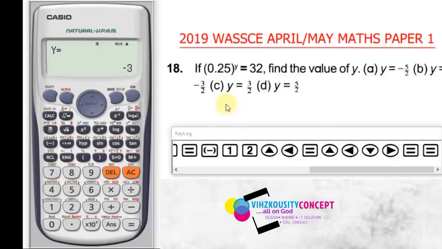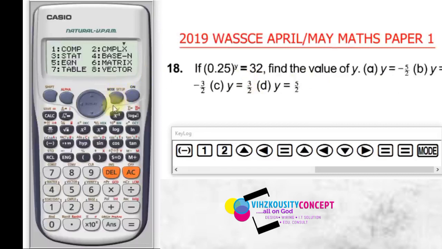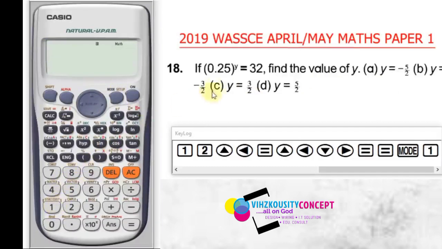Here in question number 18, we are told that if 0.25 raised to power y is equal to 32, we are to find the value of y. But in our previous calculation, we were working with the equation mode, and that will not be suitable to solve this. To solve this, we need to be in the computer mode, so I'll press the mode button, and 1 corresponds to computer, so I press 1, and then I can input my equation correctly.